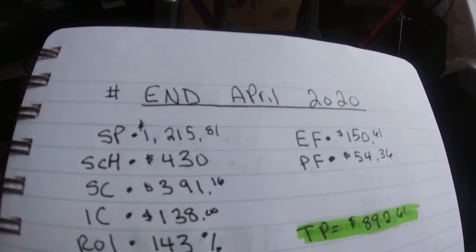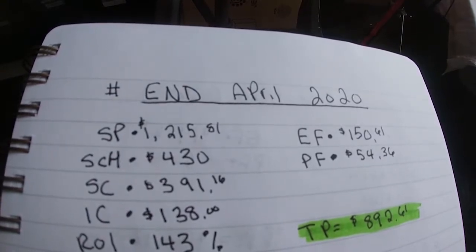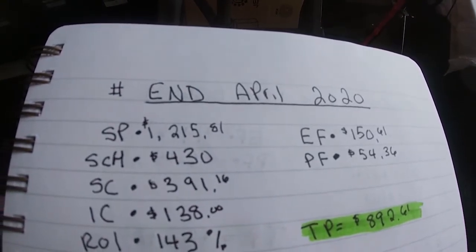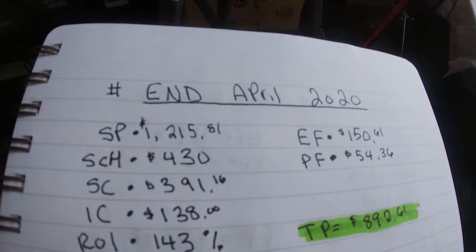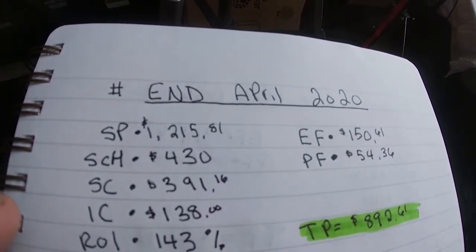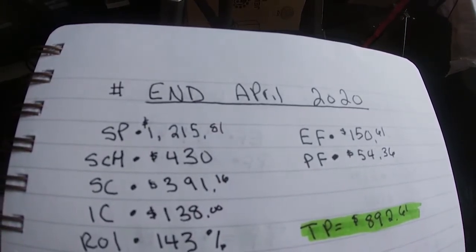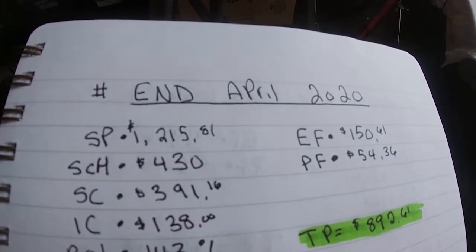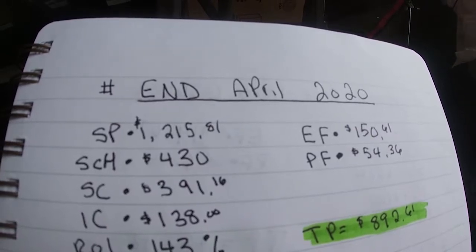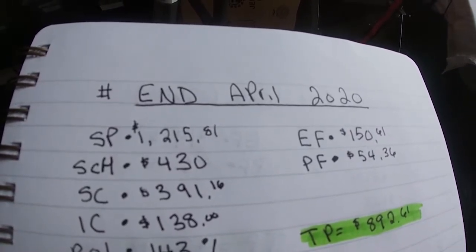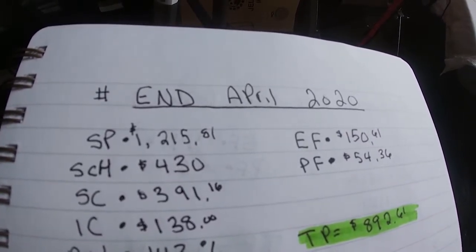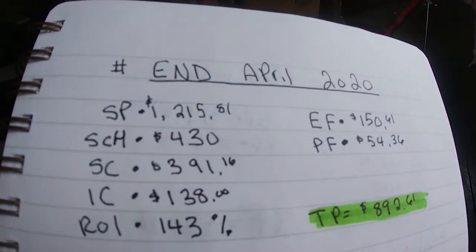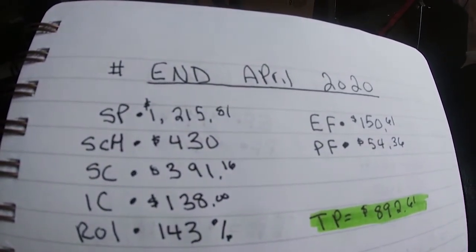So this was the end of April 2020. So through the month, that's my total sales price, my total shipping charge, my total cost of inventory I sold. My return for the entire month was 143%. That's pretty good on my investment, I'm very happy with that. My eBay fees, my PayPal fees, and my total profit for the month of April was $892.61.